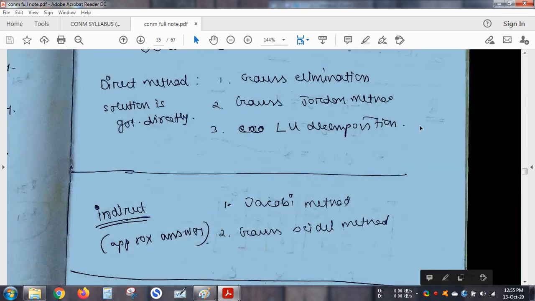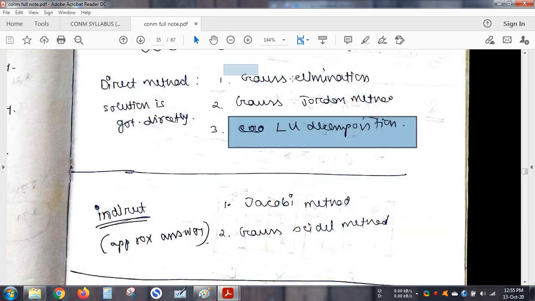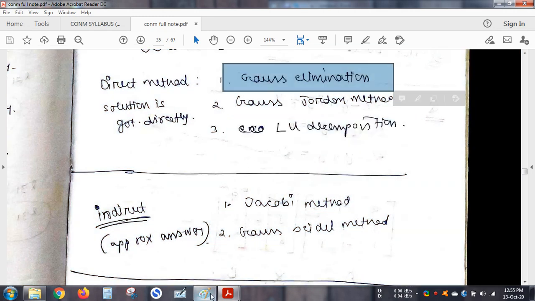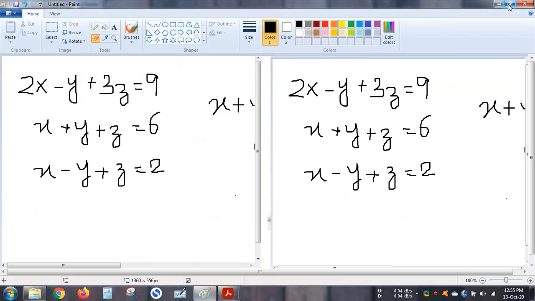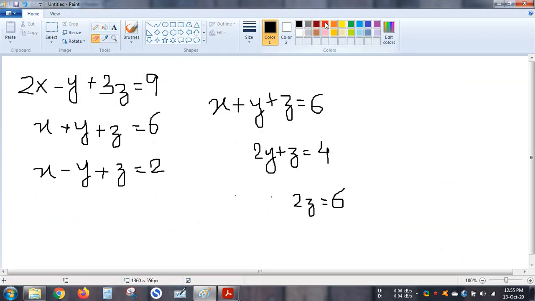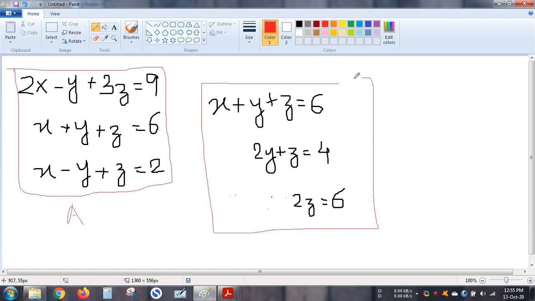We have already seen the LU decomposition. Today we will see Gauss elimination. Now before Gauss elimination, let me show you this example. Suppose I have two sets of equations. This is my first set of equations. This is set A. And this is my second set of equations, which is my set B. Now you tell me which one is easier to answer? Out of these two, which one is easier to answer?